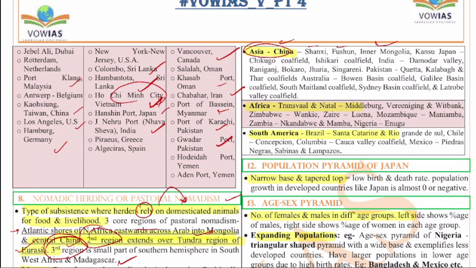In Africa, the Transvaal and Natal, so they are there. The Middelburg, this is also in Africa. The Zaire, Leona in Africa. The Mozambique, especially this Maniamba. In Zambia, you have the Mkabe and Mamba. In Nigeria, you have the Enugu, that is in Nigeria. So these are the various coal fields.